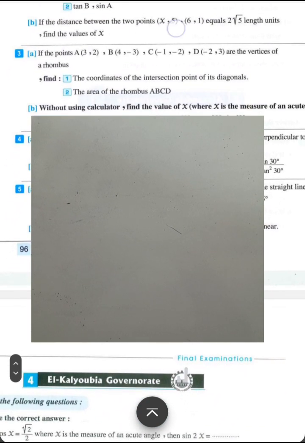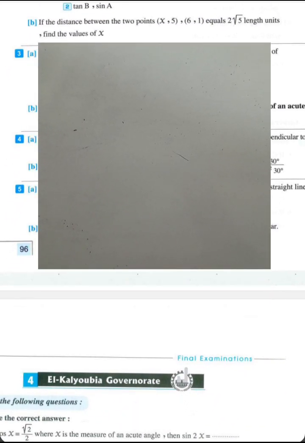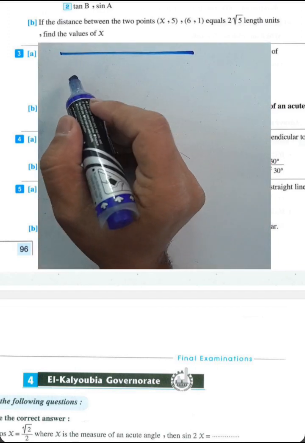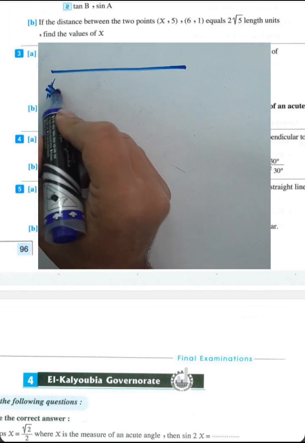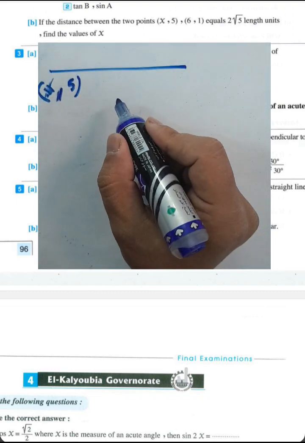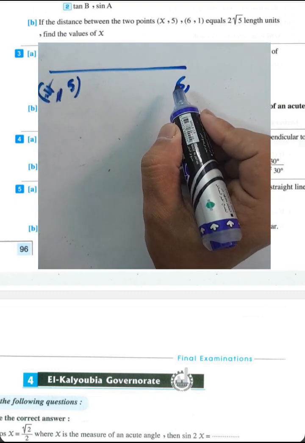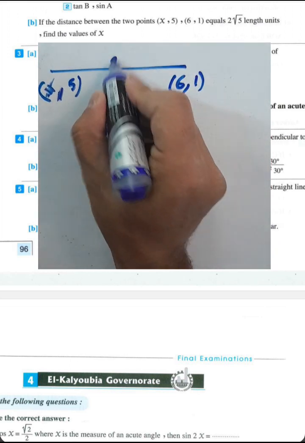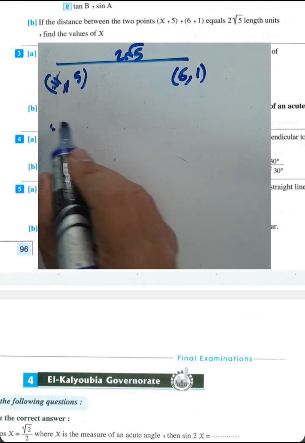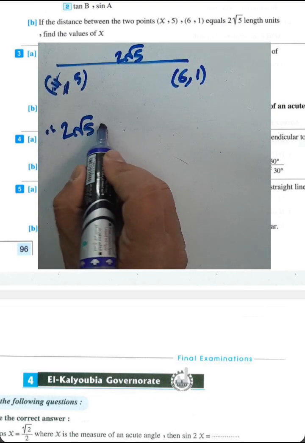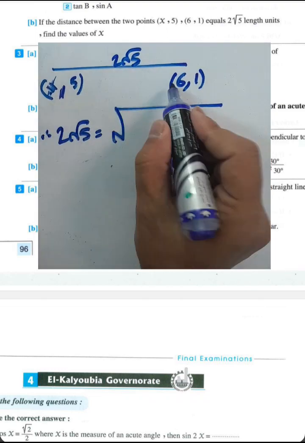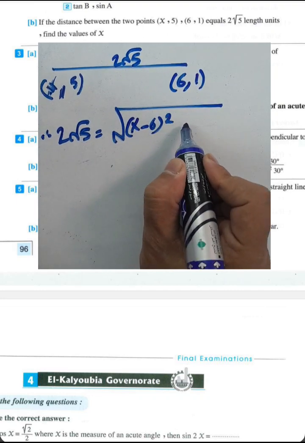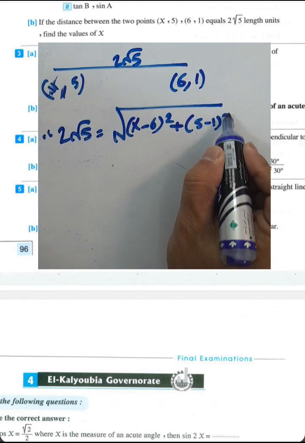Next question, letter B. If the distance between 2 points equals 2 root 5, find the value of x. Okay, we can solve the example by using the rule about distance between 2 points. First point was x and 5, and second point 6 and 1, and the distance between them 2 root 5. Write the rule here: square root of x minus 6 power 2 plus 5 minus 1 power 2.